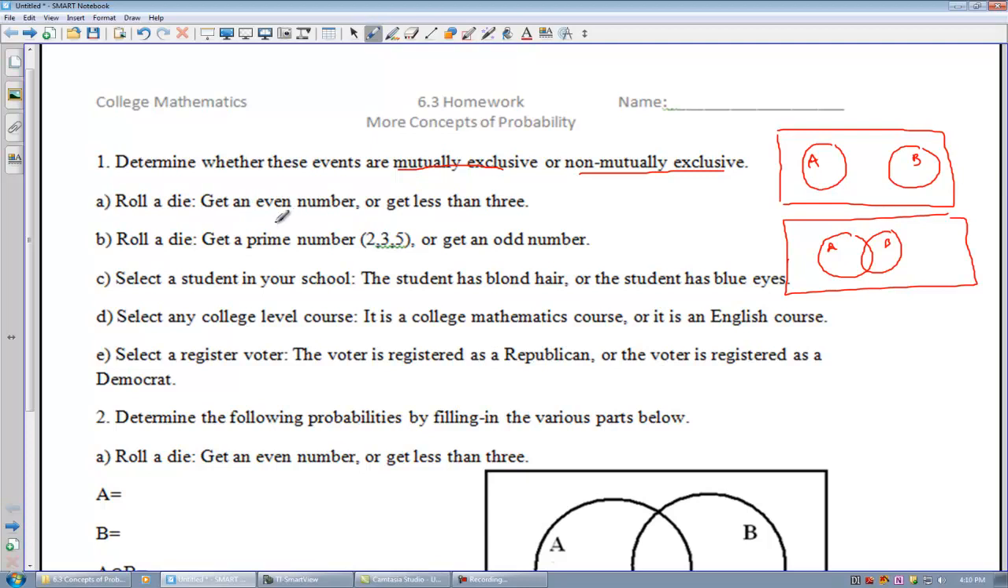So I'm going to roll a die, and event A is going to be get an even number. Event B will be get less than a 3. All right, so the idea of an even number, of course, A has 2, 4, and 6. Right, so this is my A. And then my B, well, less than 3, so that's 1 or 2. Those are two numbers on the die that are less than 3. And you see that these cannot be mutually exclusive because there's an overlap. 2 is in both of them. So this is an example of non-mutually exclusive events.